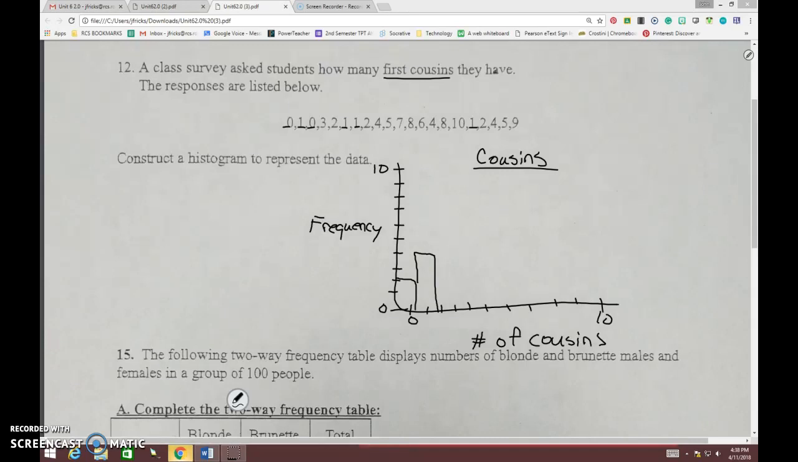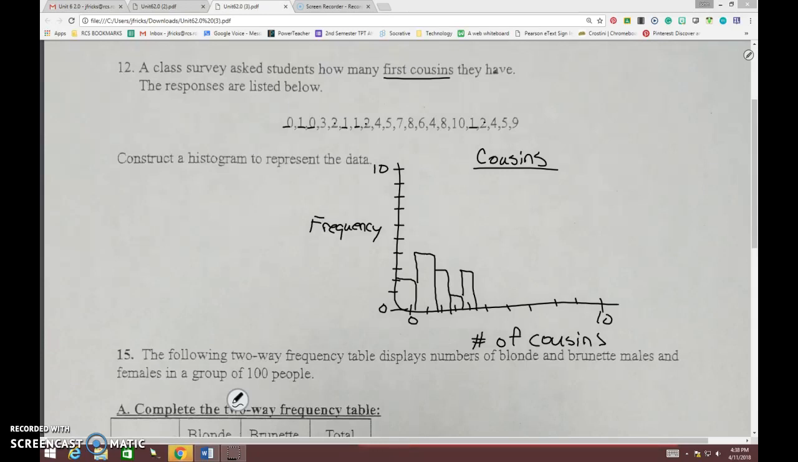For 2, I should have 3. So there's 1, 2, 3. I'm going to come out here to 3. Like I said, I'm going to narrow it up there. So that would be 3 for 2. All right, so for 3, I only have 1. So I'm going to do a bar for 1. For 4, I had 3. So I'm going to go back up to 3 for that.